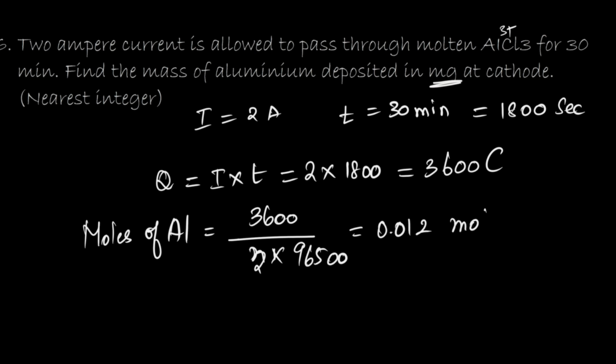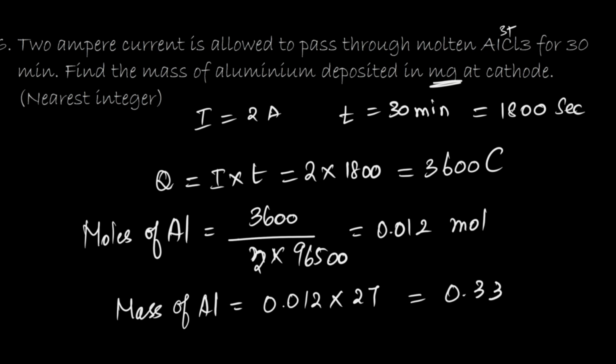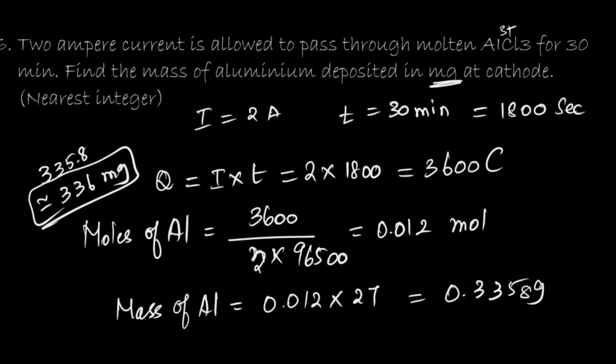Which comes approximately to 0.012 moles. So the mass of aluminium becomes 0.012 into the atomic mass of aluminium, that is 27. That is equal to 0.33 grams. So if I convert that to milligrams, it becomes 336 milligrams after rounding off. So that is the answer to this question.